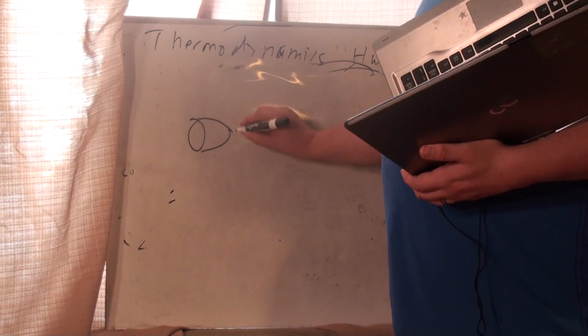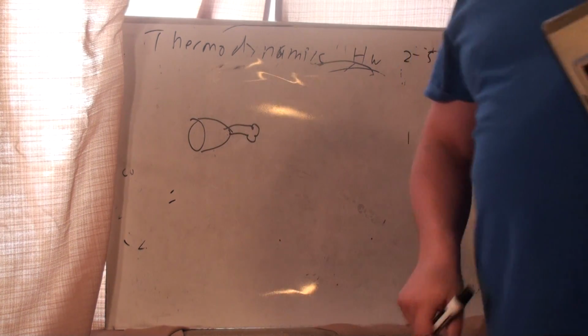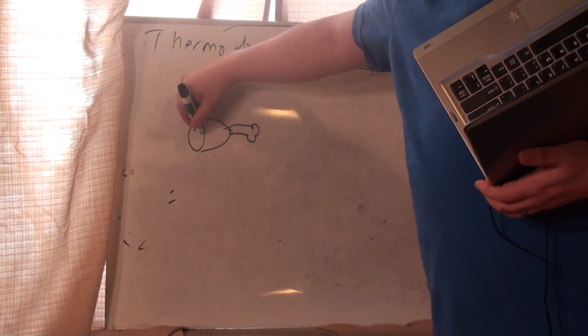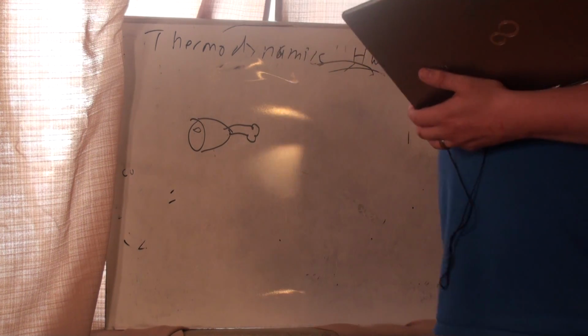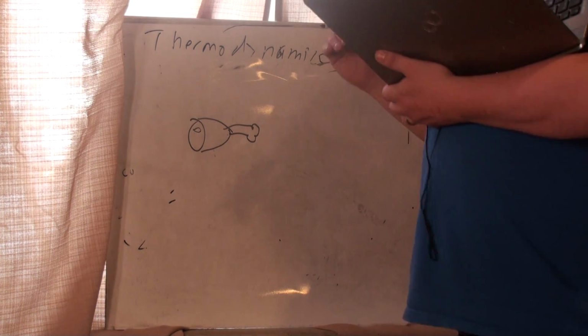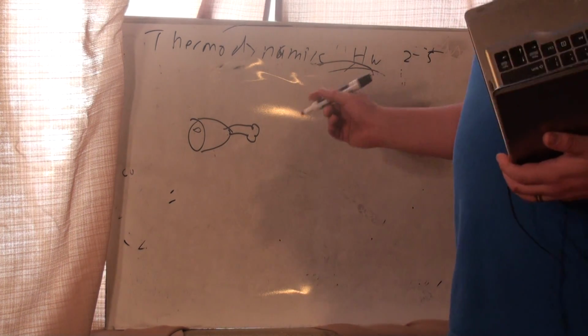bone, okay, so we got some chicken, okay, or ham. I like to think it's chicken, but that's drawing like ham. Okay, so we got ham that's, let's see, it's cooling off. Okay, so cooling off.